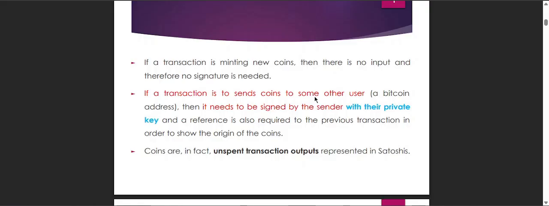Okay, if there is no spending of a transaction output, as you can see here, it is considered an unspent transaction output, UTXO. Sorry, UTXO, unspent transaction output, that is represented by Satoshi Nakamoto.